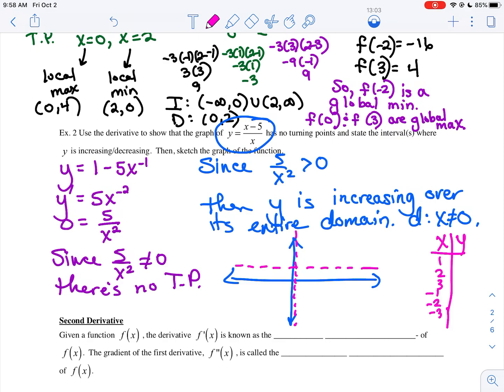So if I plug in 1, that would be negative 4 over 1. If I plug in 2, that would be negative 3 over 2. If I plug in 3, that's negative 2/3 or negative 0.67.